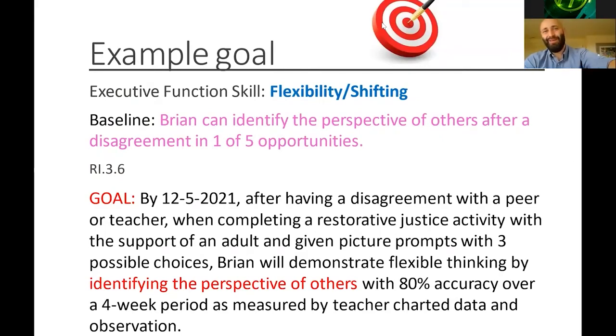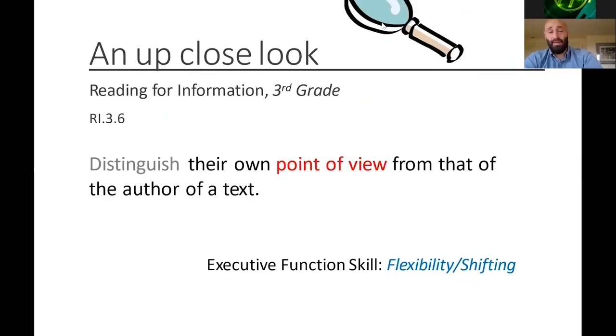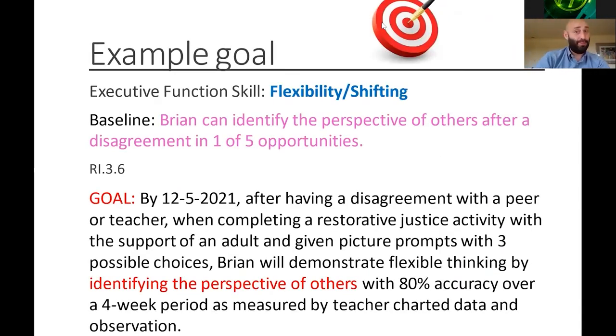And again, you'll see that I'm using the 3rd grade standard, which is around taking a point of view. Again, it's taking a point of view in regards to a text, and we're taking the point of view in terms of interpersonal stuff. But again, it's linking the verbs to an executive functioning skill. And there's my baseline for Brian, right? He can identify the perspective of others after disagreement in 1 of 5 opportunities. And there's my actual goal, naming what executive function domain we're getting at, right? Brian will demonstrate flexible thinking by identifying the perspective of others with 80% accuracy.